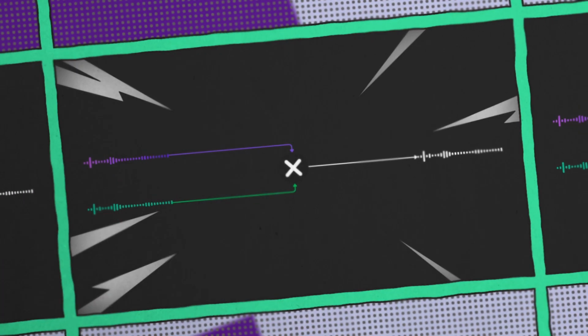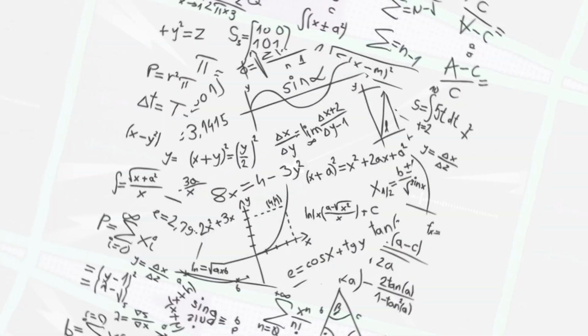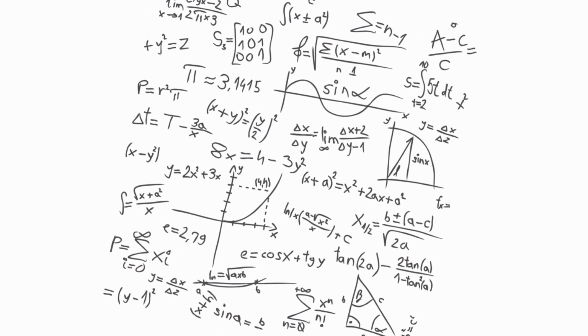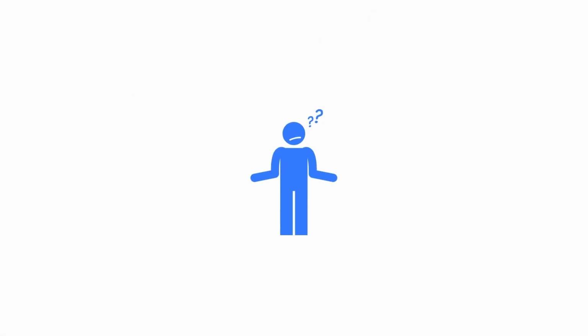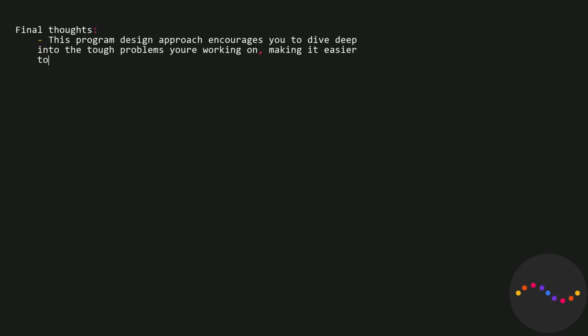Look for ways to improve the code to ensure it passes the test. This multiplication problem is simple, and it serves as a way to demonstrate an approach for solving more complex challenges. In this case, I believe there's nothing to improve, but feel free to tell me if I'm wrong in the comments. Final thoughts. This program design approach encourages you to dive deep into the tough problems you're working on, making it easier to find a solution.